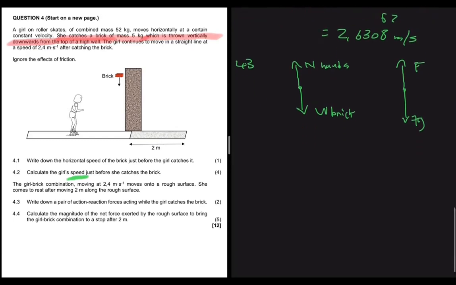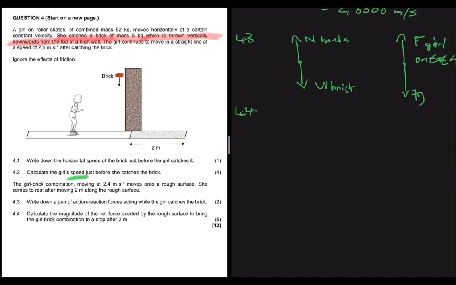And now moving to 4.4. So let's solve 4.4. The question is saying to calculate the magnitude of the net force exerted by the rough surface to bring the girl-brick combination to a stop after 2 meters. So let's look at the information that we have and see what we can do. After the girl catches the brick, they start off at an initial velocity of 2.4 meters per second, and then they come to a complete stop. So we have VF equals 0 meters per second.